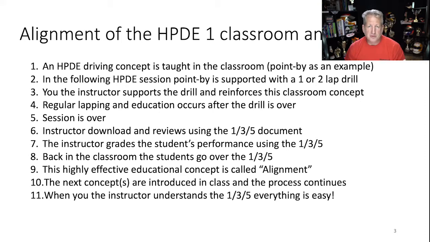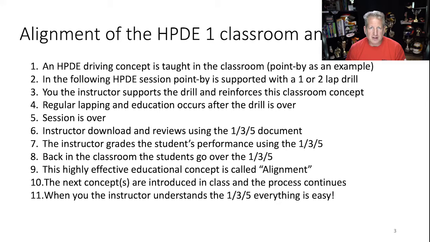You can pause this if you need to and read those again. But essentially, everything revolves around the 135 document that we're going to show you in a second. The classroom talks about early apexing as an example, or apexing in general. We have a drill that supports apexing. You do that drill and support that drill. You, the instructor, and everybody else on track support that apexing drill. You evaluate the student on that apexing using the 135 document. We'll talk about that in a second.